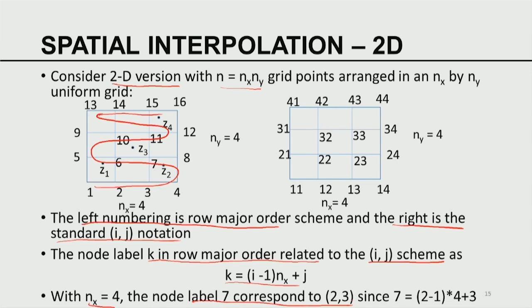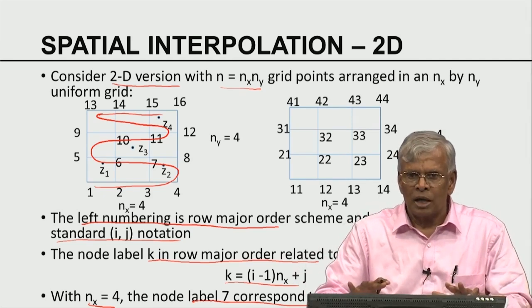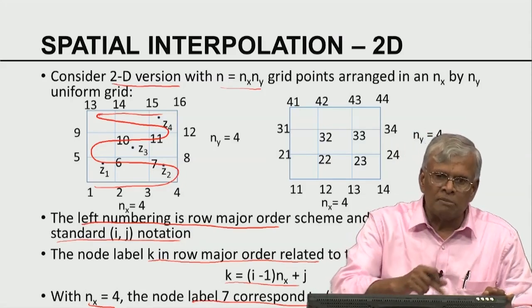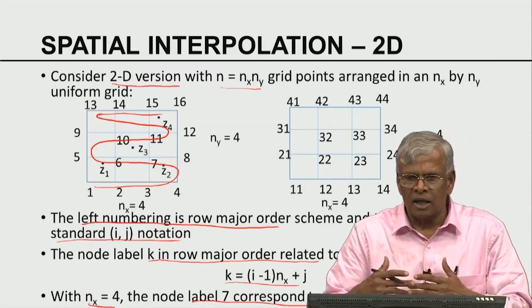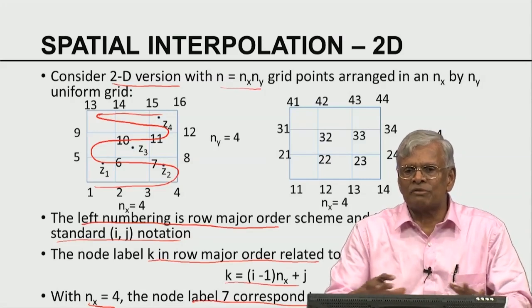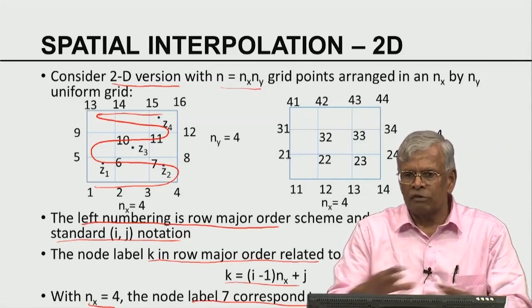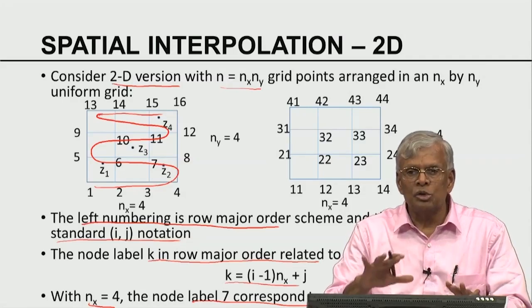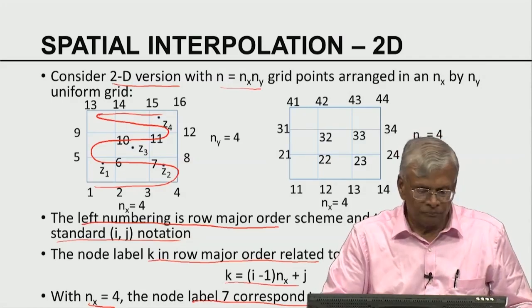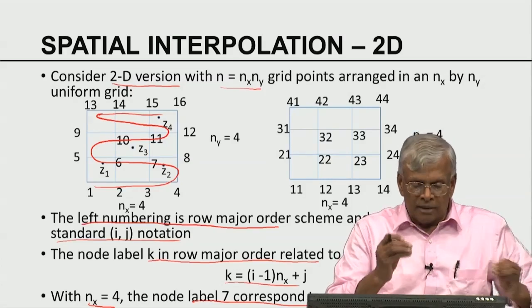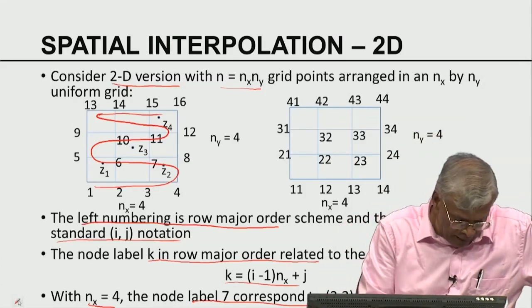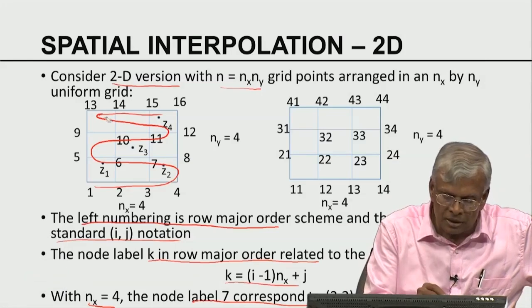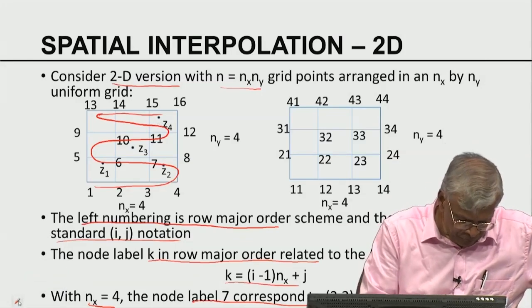So you can think of the two dimensional grid labeled in two different ways, row major order. You can use column major order too. We will get a similar formula. So you can see there are several ways of numbering, and for each way of numbering we need to know the relation. I have related two distinct ways of numbering. So I have now the number of unknowns. The number of unknowns are 16.